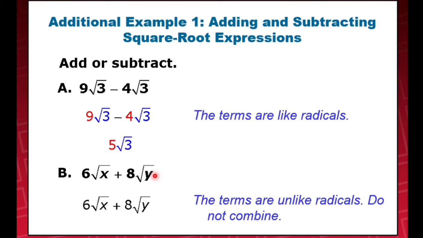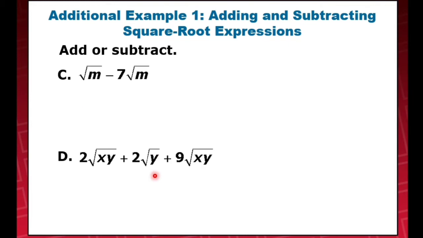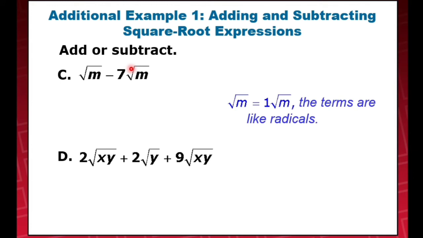Okay, so, yung sagot dyan ay yun pa rin. 6 square root of x plus 8 square root of y. Okay, so let's have another example here. Letter C, we have square root of m minus 7 square root of n. Okay, so let us first identify if the terms are like radicals. Okay, so we have the radicands are m, parehas silang m, and the index here is 2 since square root siya. Also, the index here is 2, so therefore they are like radicals.